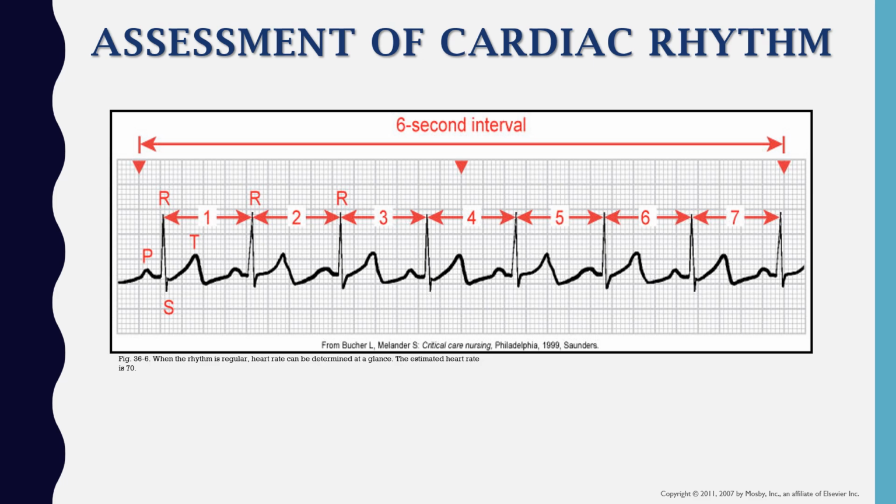There are 8 R's, 8 of them. There's 8 peaks. So you take that number 8, you take the R's, and you multiply it by 10, and that is going to give you the rough estimate of this patient's heartbeat.